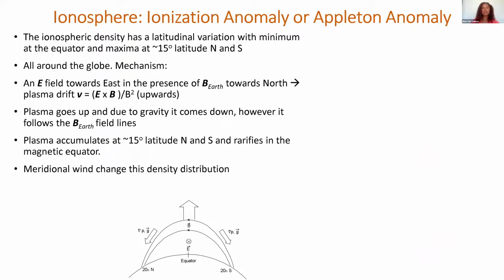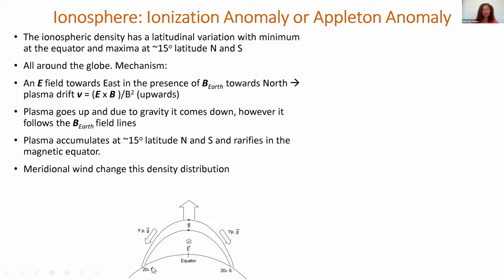And then we discussed a little bit, to what I mentioned before, the Appleton anomaly, which is an anomaly in the ionization of the plasma in the ionosphere. So the ionospheric density changes with latitude. So we see here this little diagram showing what's going on here that creates this anomaly.